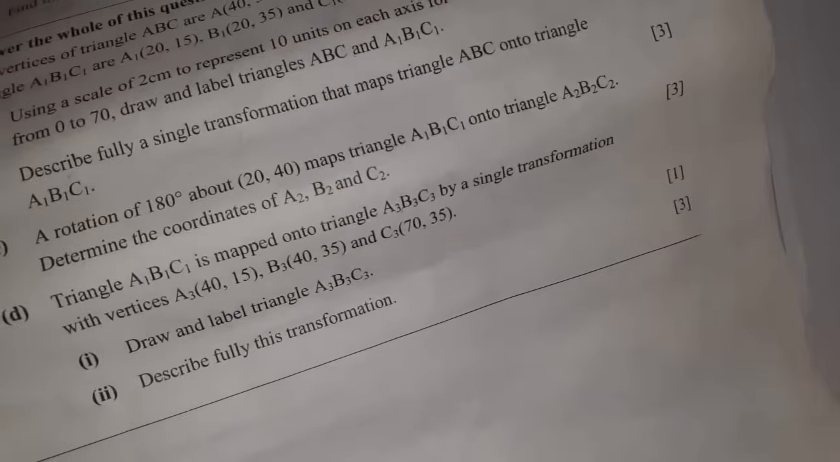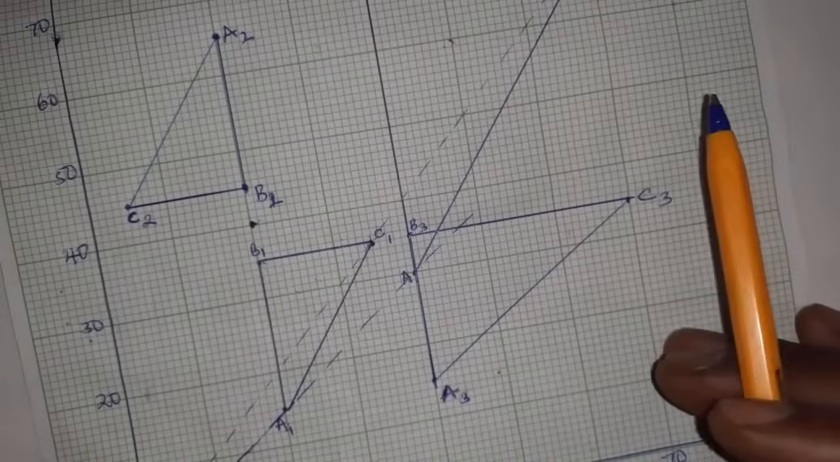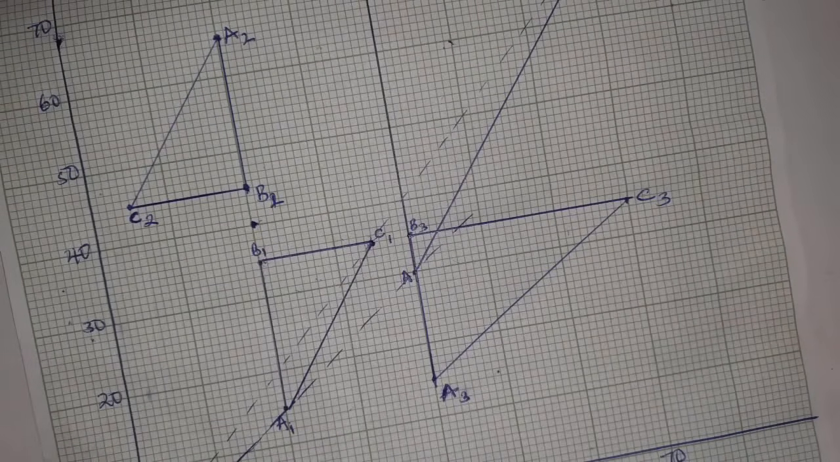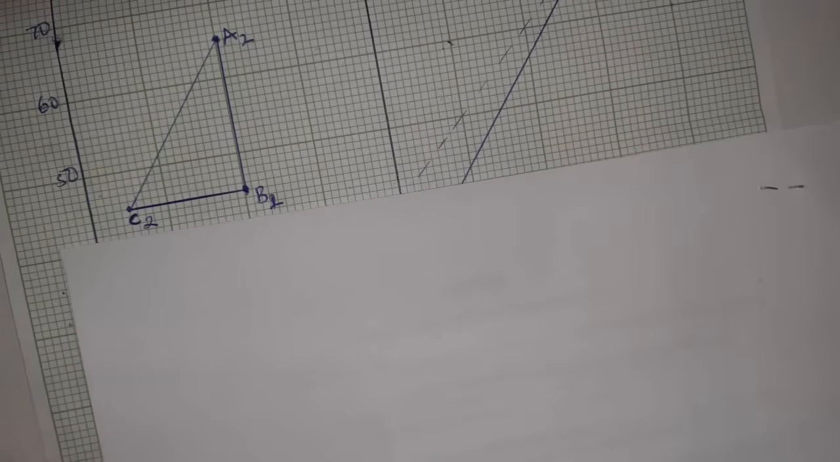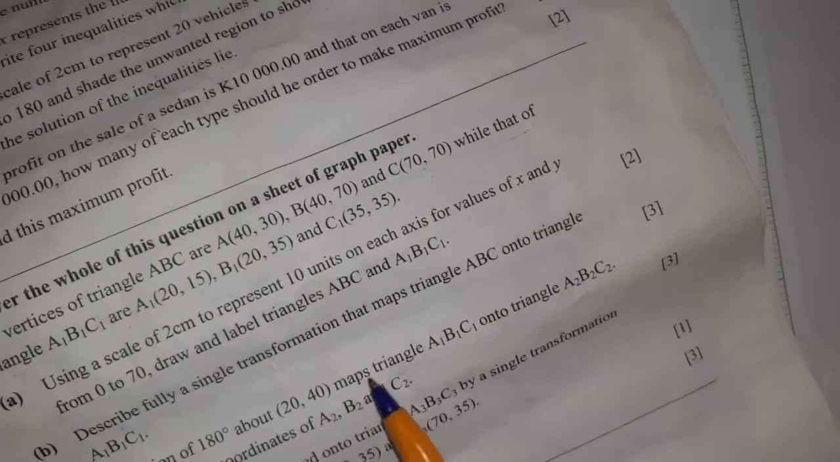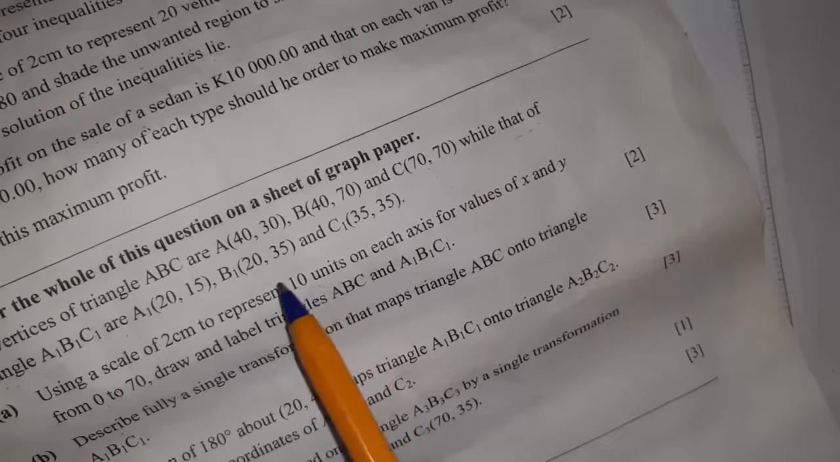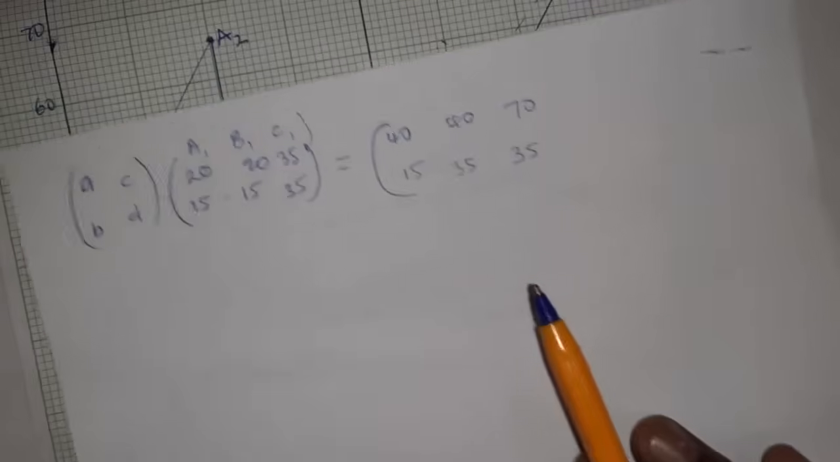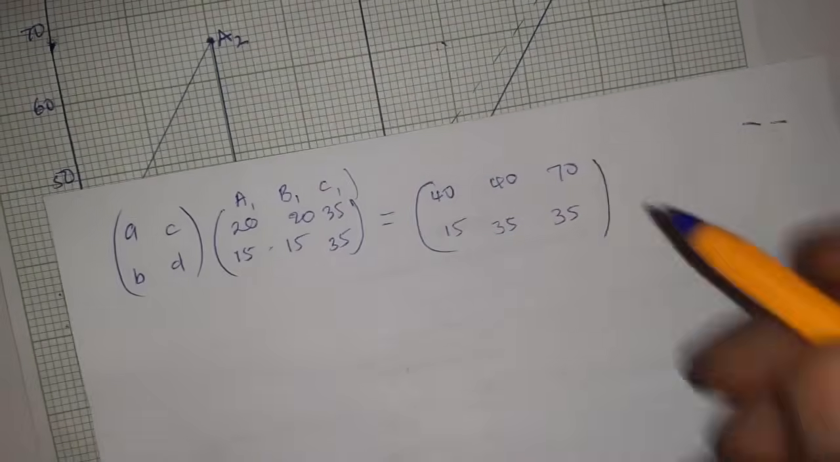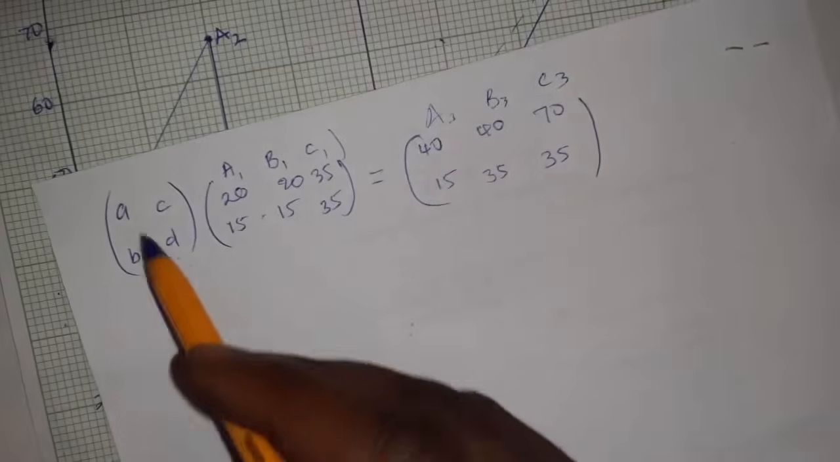Then the question that we have now is: describe fully this transformation. What are you supposed to do? This is very simple. The best that you can do is this. Get these coordinates of A, which are these ones here. Get these coordinates, and then we are told that these coordinates are going to give us this one. So let's find this matrix here, because this is C3, B3, and A3.